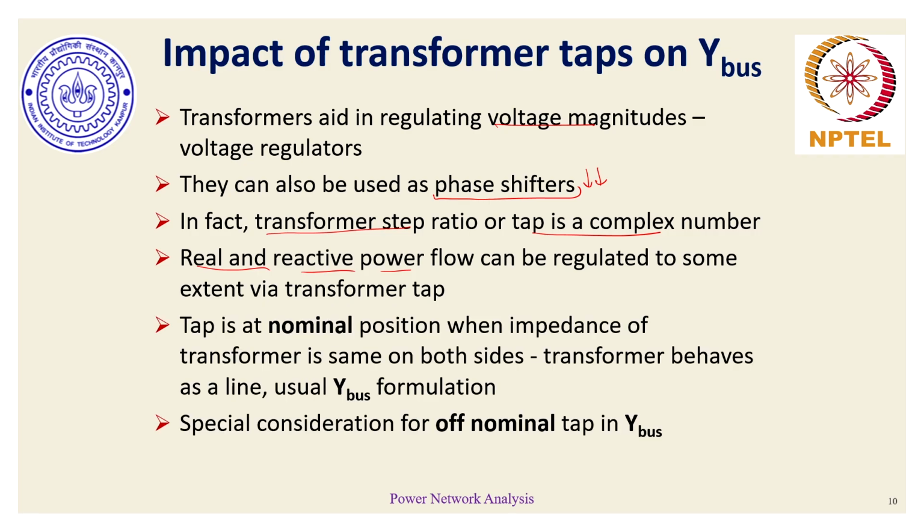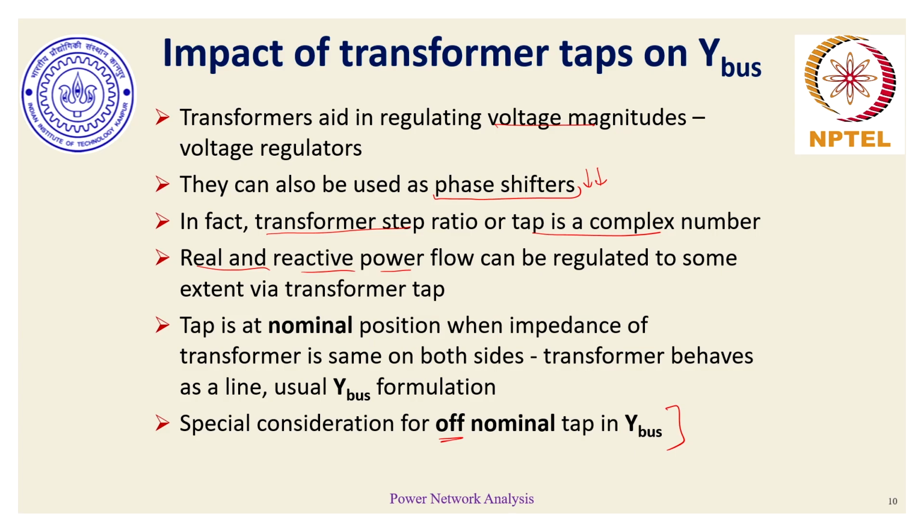So in case the tap is at nominal position, in per unit analysis, we have seen that the transformer impedance seen from primary or secondary remains the same. But usually the transformer tap is not at its nominal position, it has to be at off-nominal position. That's how the transformer role comes into picture. So we have a special mechanism of considering how the off-nominal tap position can be considered.